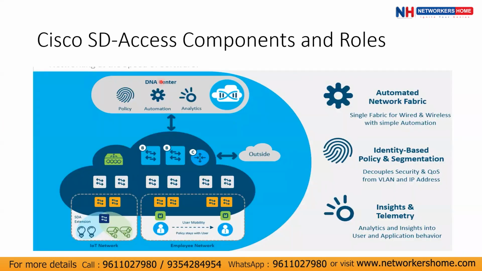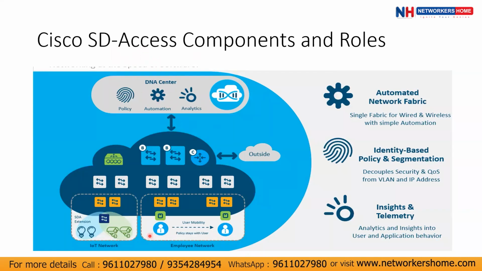Now, let's discuss some of the key components of SD Access. You can see we have DNS Center, and in DNS Center, we have policy, automation, and analytics. When I say analytics, that is the part of your assurance. Automation is the part of all the provisioning related things. And policy is the part of your ICE related. ICE is the critical component in SD Access. Without Cisco ICE, you cannot have the full SD Access.